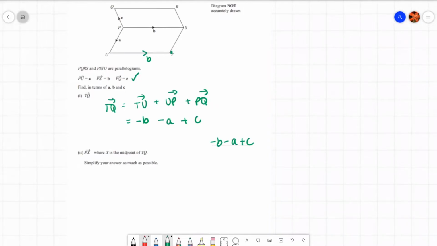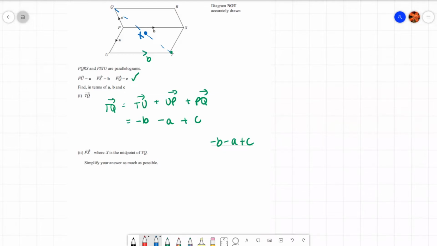Well, I don't have an X here yet. It says where X is the midpoint of T to Q. Okay, so T to Q isn't a straight line. So in a different color pen, I'm going to join T to Q up, and I'm going to mark halfway up my X there. Okay, so I have to work out P to X, where X is the midpoint of TQ.